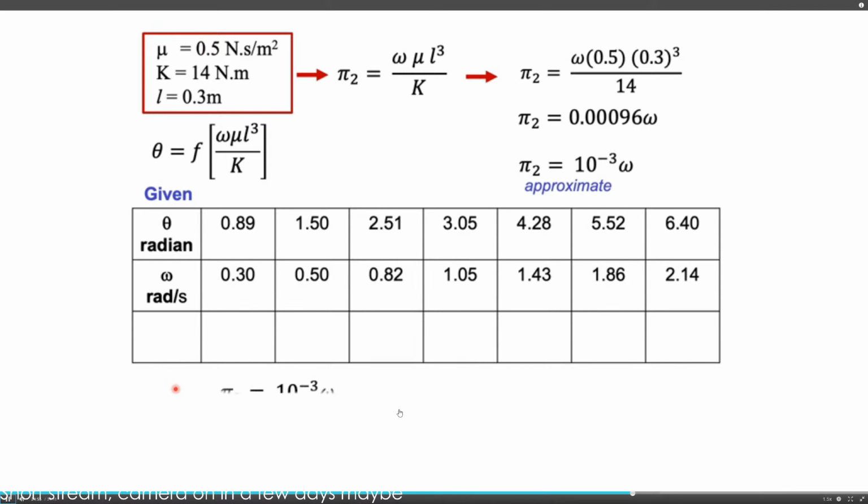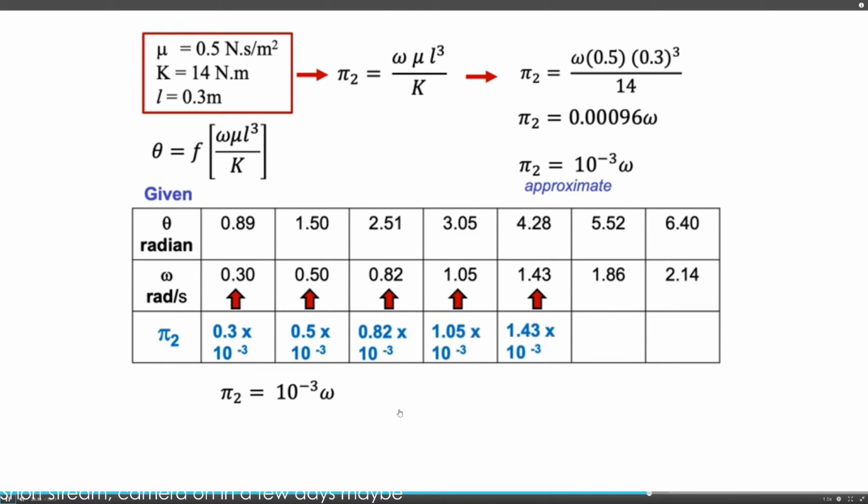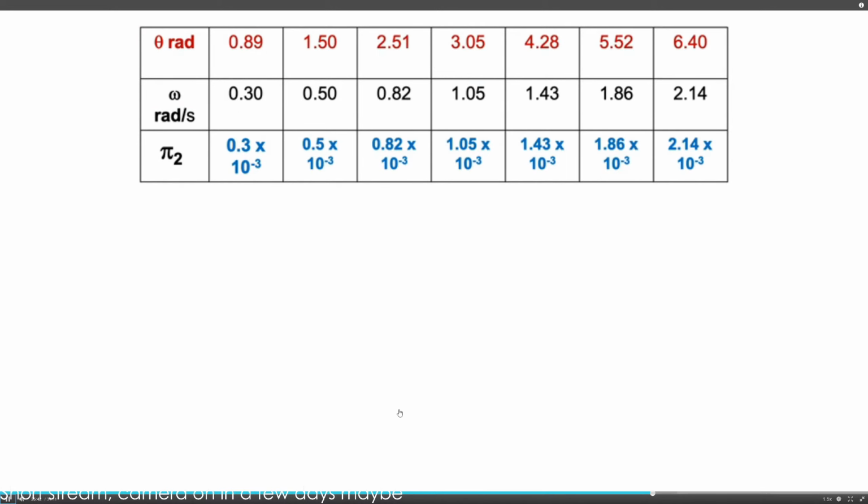So this is pi group 2. Now what is pi group 2? I'm going to substitute now when omega is equal to 0.3. What is this term? It will be approximately, because we're going to approximate, 0.3 times 10 to the power minus 3. So as we increase the speed, you'll find that pi 2 increases. So this is what we have, right?